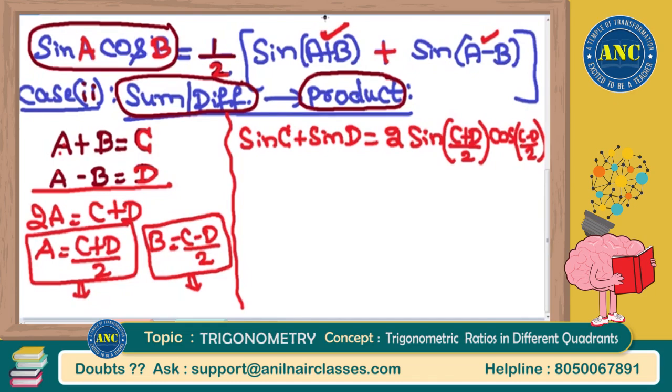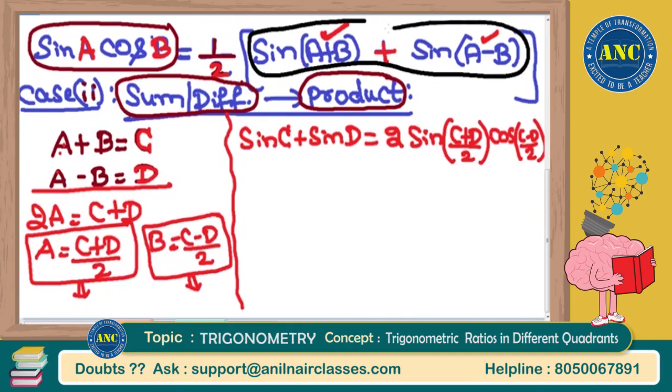I hope you are understanding. Whatever is there on the right hand side in my first case, put it on the left hand side and replace A plus B by C, replace A minus D by C. Whatever is there on the left hand side in my first case, put it on the right hand side. That's all you need to know. You interchange the positions also.